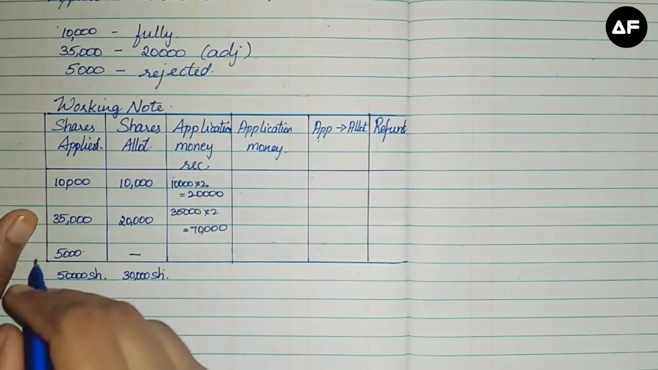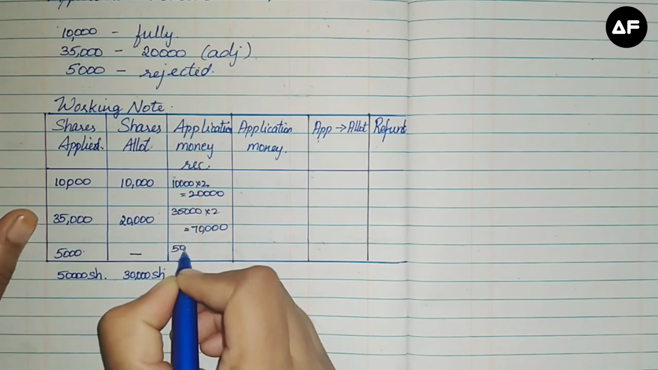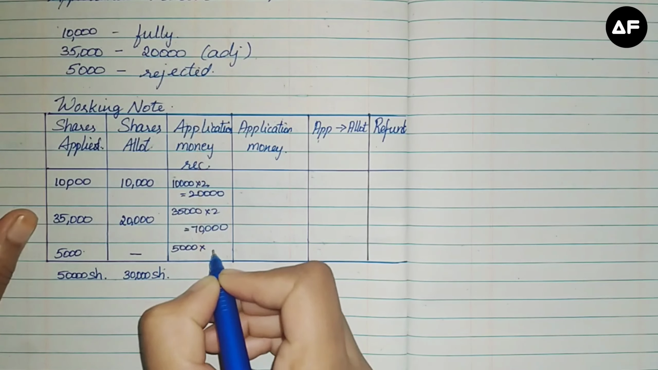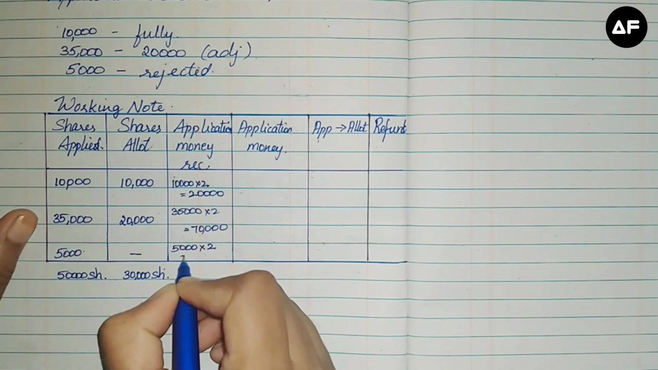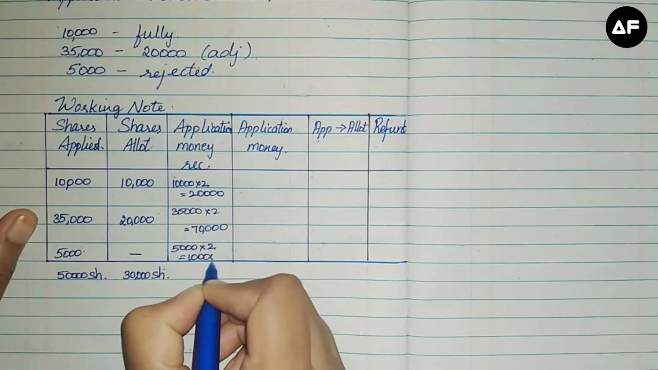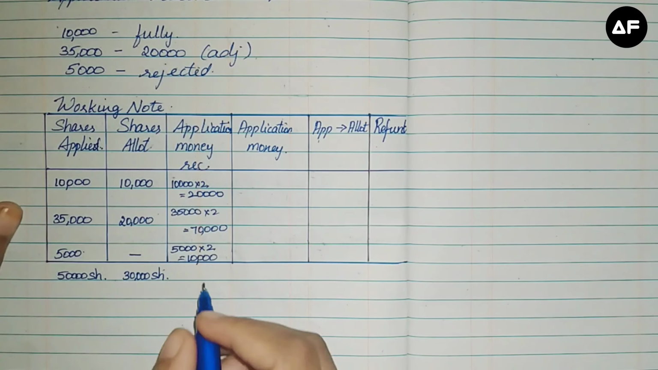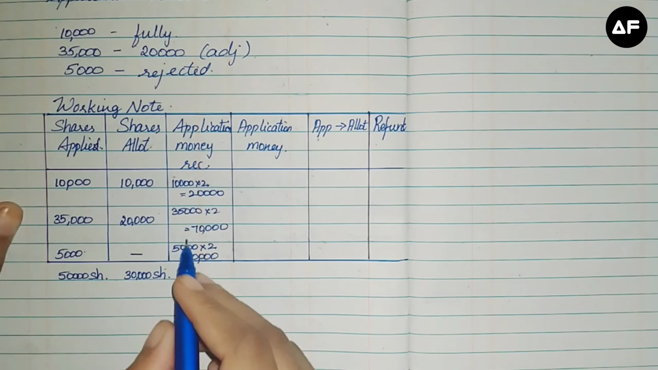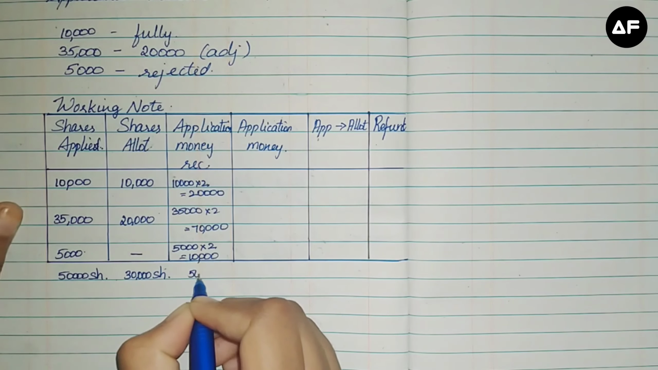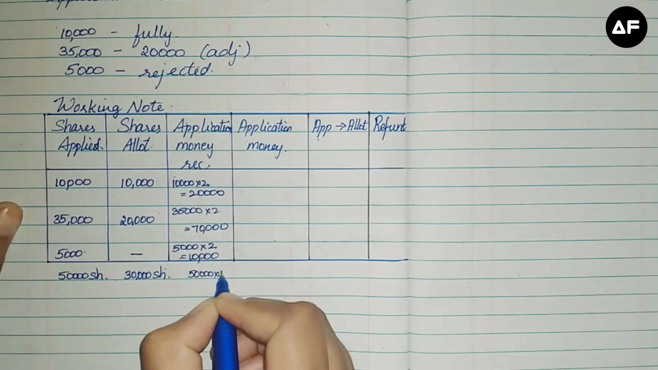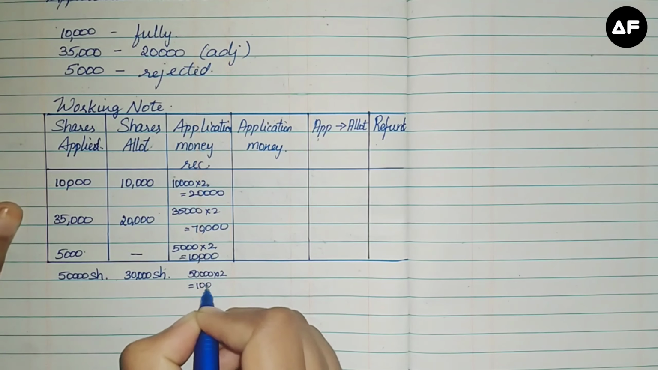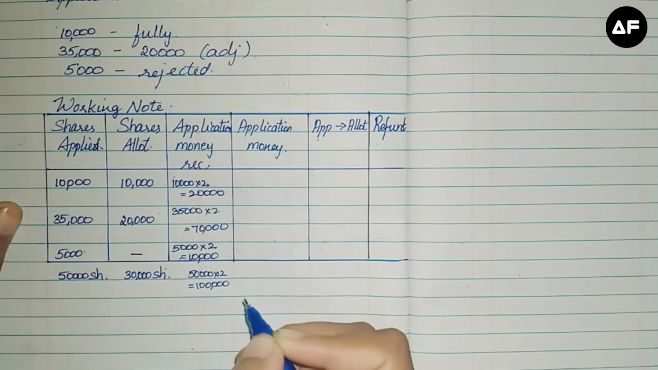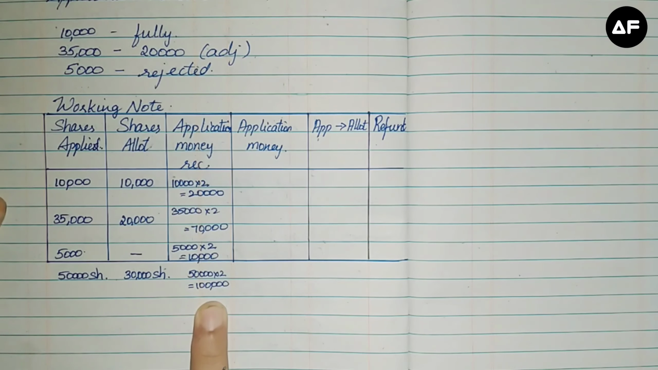Lastly, after receiving only, we are going to reject these 5,000 shares. So we are receiving that 5,000 shares value also, so it is totally 10,000. So here, if you do it, it is going to be 10 plus 35 plus 5,000, which is 50,000 shares into 2 rupees. That is 1 lakh rupees, your total application money received from the public.